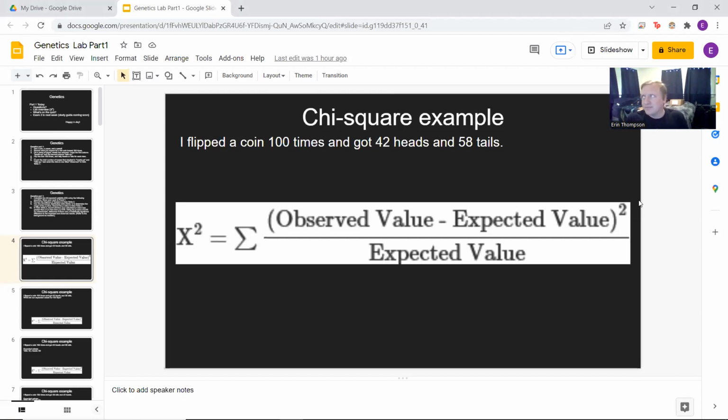And then the other question that I would ask is, why would you run a chi-square test on a coin? Does anyone know that? This is a harder question. Why might we want to do statistics on a coin? What's the point of this? Well, the point of this specifically is to practice chi-square, but why would someone ever run a chi-square test, much less on a coin?